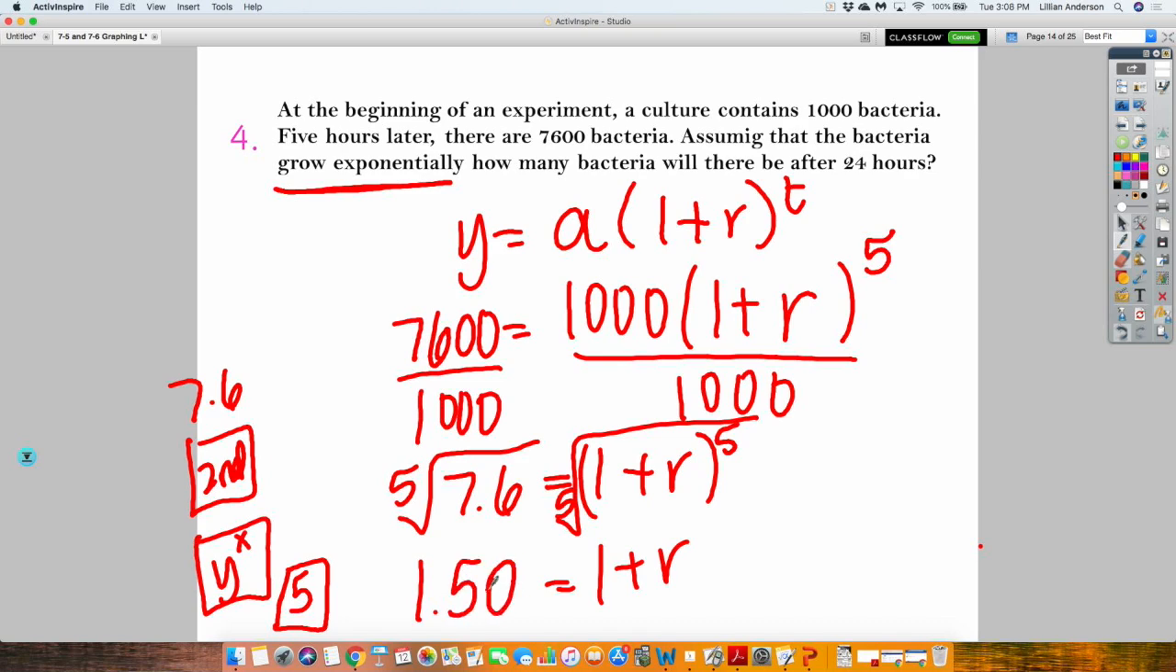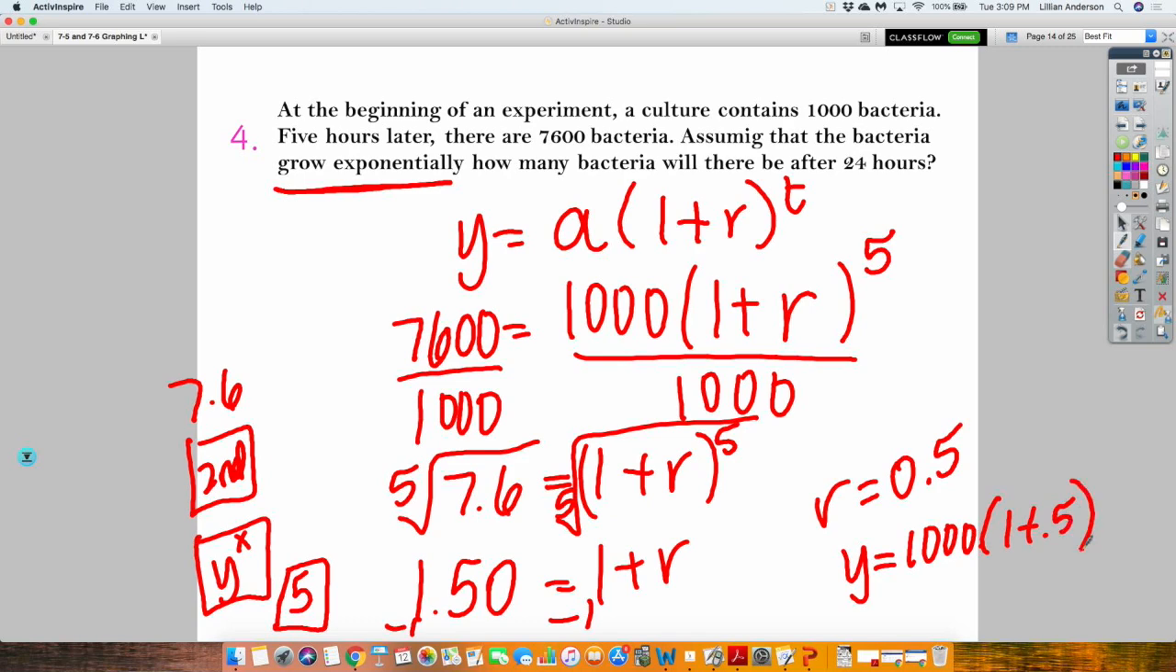The 0 is a significant figure now that it follows. And then I just have to do what to find R? Subtract 1. So my rate is 0.5. And now I can use that to figure out how many bacteria there'll be after 24 hours. So then I plug in 24 for my X. Go ahead and type that in.